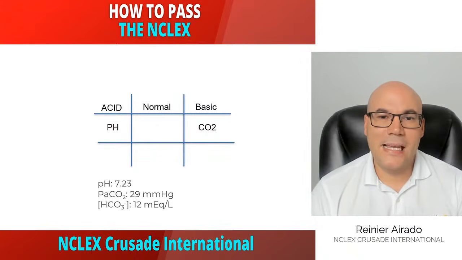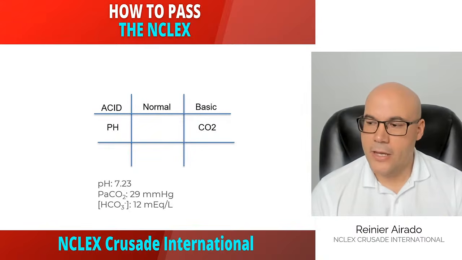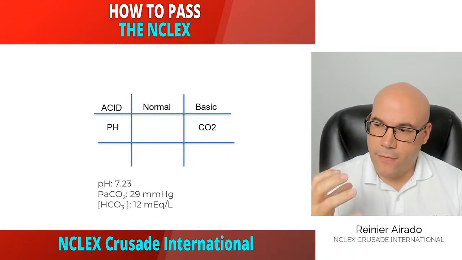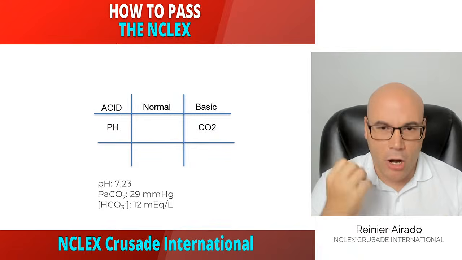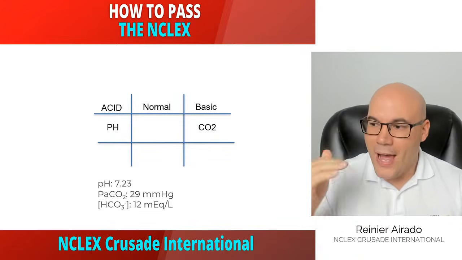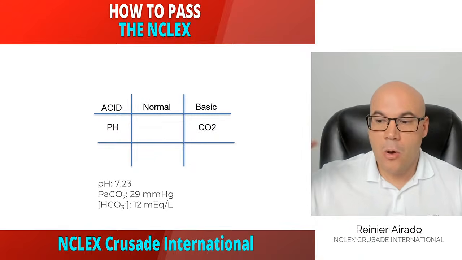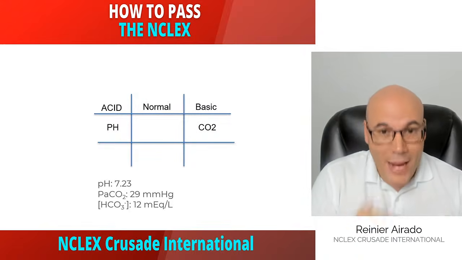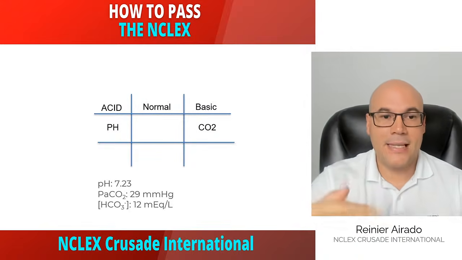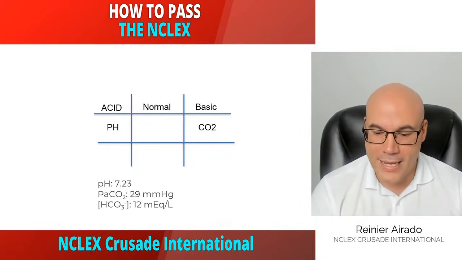Remember what the CO2 represents. CO2 represents carbonic acid, okay? So if there is too much CO2, there is too much carbonic acid. A high CO2, higher than 45, means more acid. So a CO2 of 29 in this scenario is less acid, so we will put CO2 under basic in this scenario.